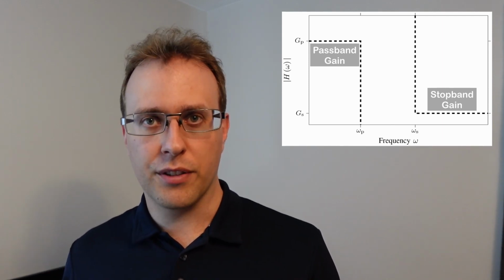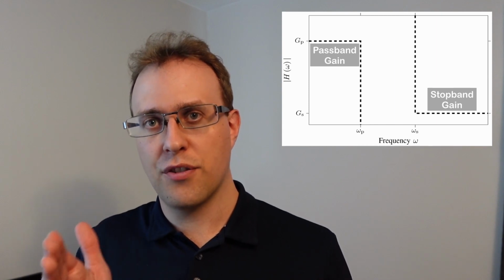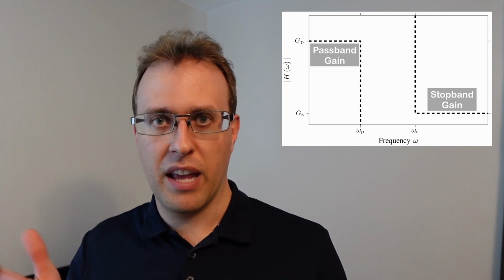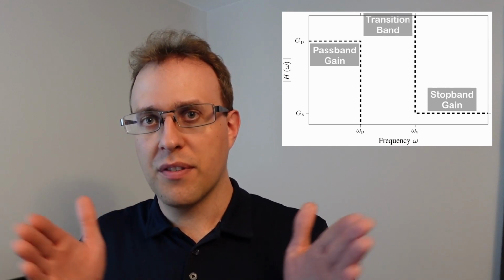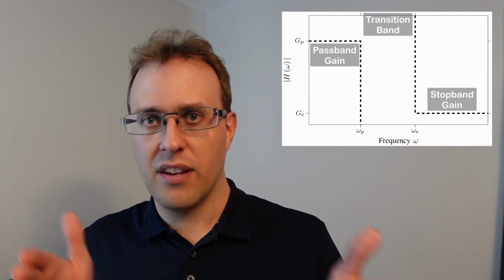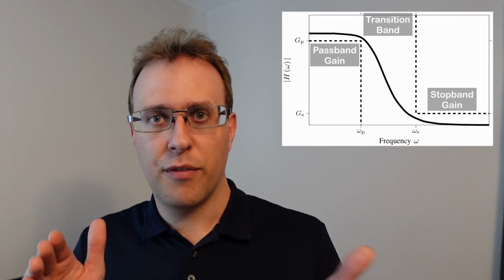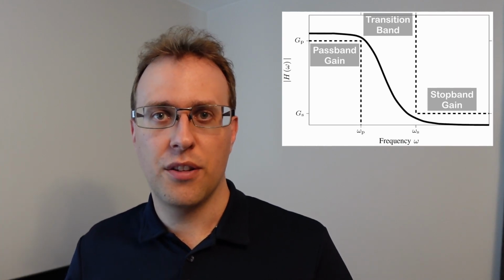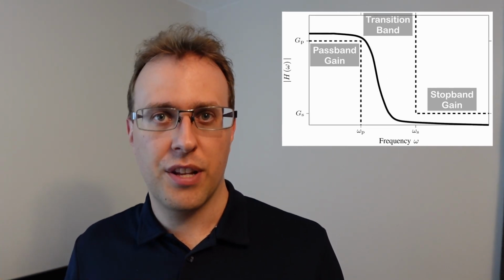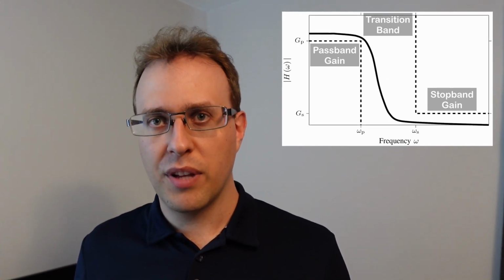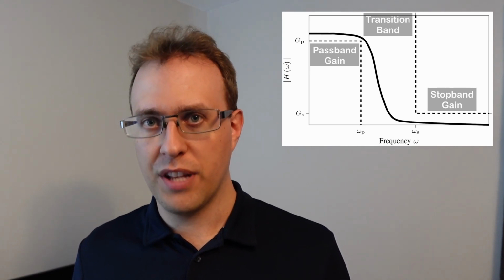So for practical filters, instead of having instantaneous transitions between the passband and the stopband at a single frequency, we define transition bands. So these give us space between the stopbands and the passbands, and they allow the filter gain to gradually transition between the two. Generally, if a filter is more complex, then it's able to do this transition more sharply. So more complex filters are able to have narrower transition bands.